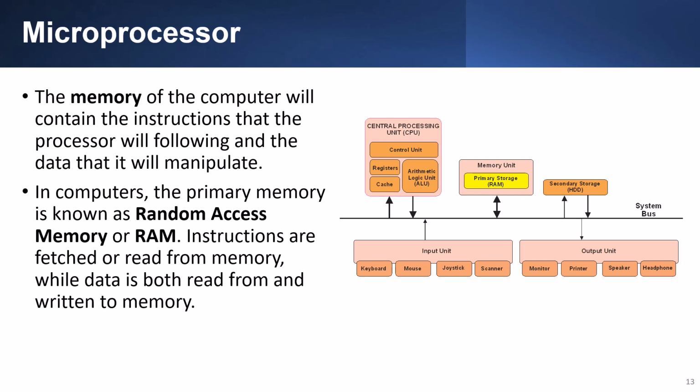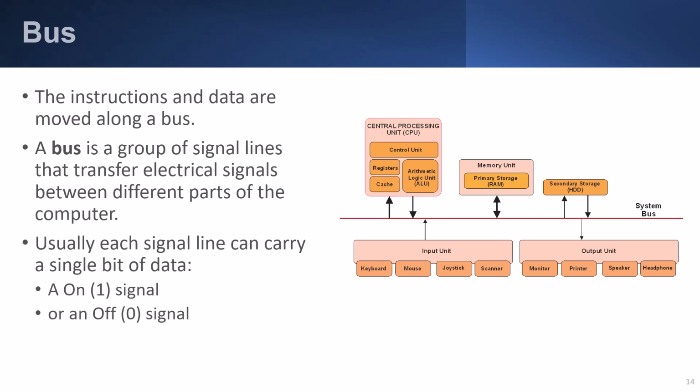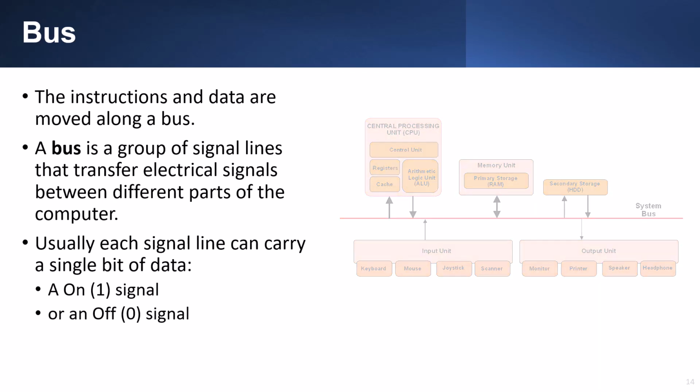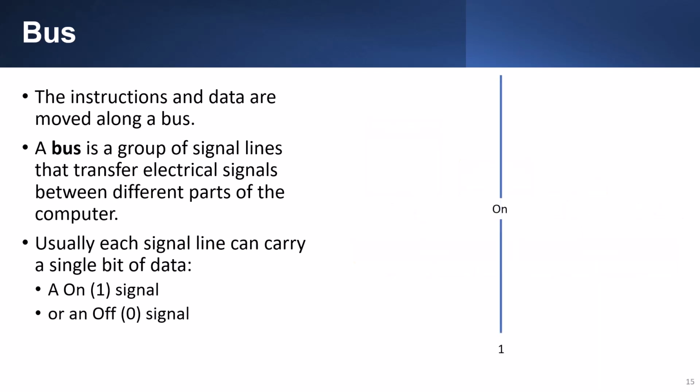The memory of the computer will contain the instructions that the processor is following and the data that it is manipulating. In computers, the primary memory is known as random access memory, or RAM. Instructions are fetched or read from memory, while data is both read from and written to memory. The instructions and data are moved along a bus. A bus is a group of signal lines that transfer electrical signals between different parts of the computer. Usually, each signal line can carry a single bit of data, an on signal or an off signal.